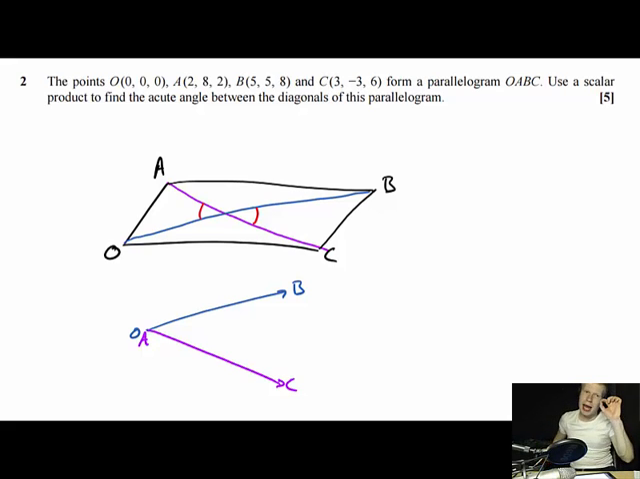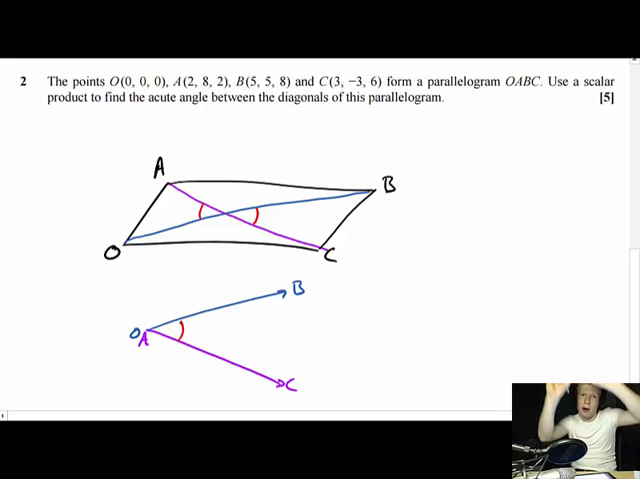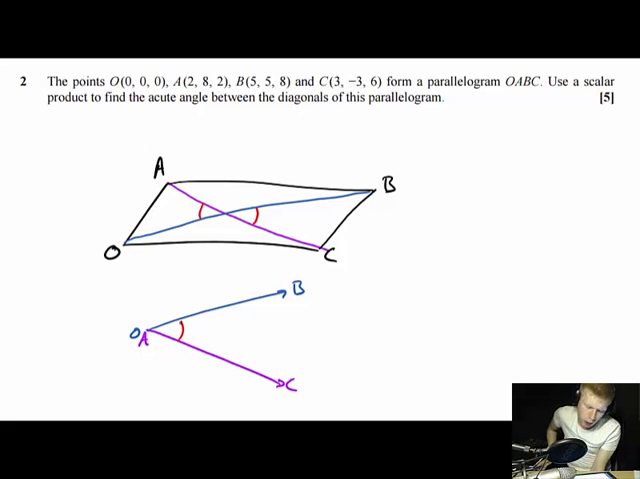The starting point has to be the same for both of them. Actually, in this case it doesn't matter, but it's an easy fix. That will give me the angle between the diagonals, because I can slide them about however I want, and they'll always give me the same angle between them. So these are the two vectors I need to look at.